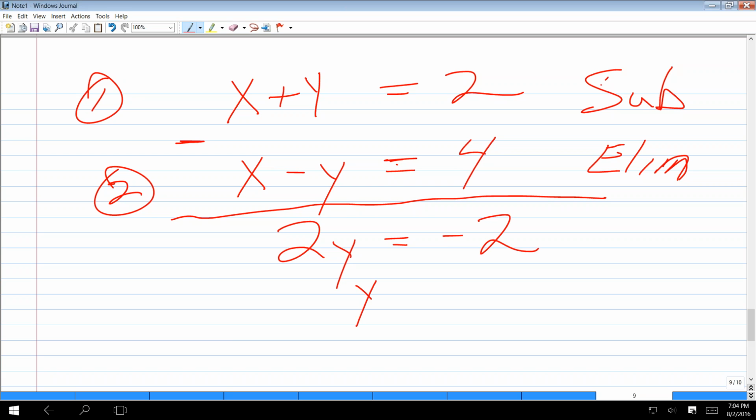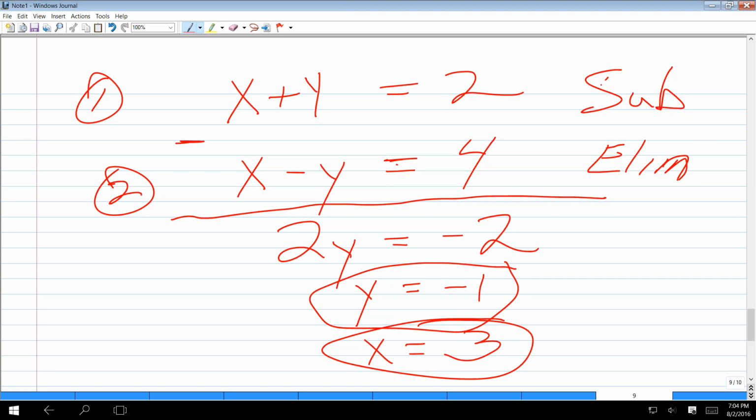So, y equals negative 1. In other words, I get the same y value, and now if I go back and plug negative 1 in for y, I'll solve for x, and x will be equal to 3. Okay. So I get the same solution regardless of whether I added these equations or subtracted them.